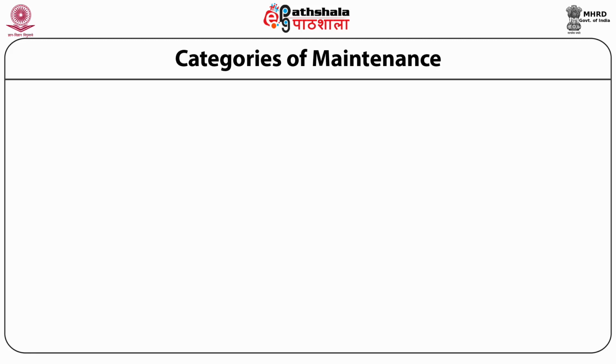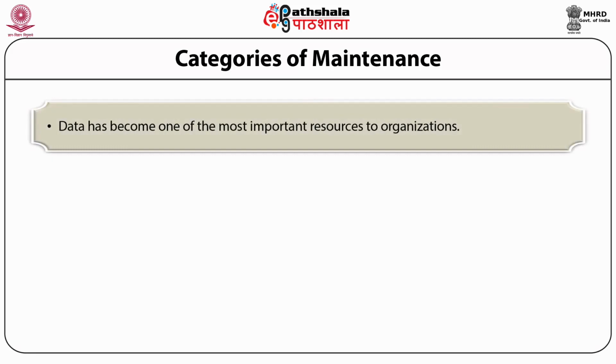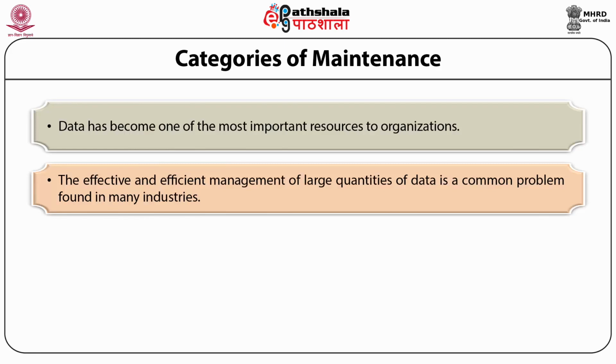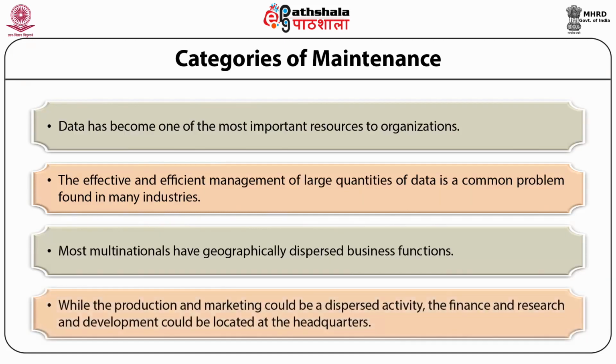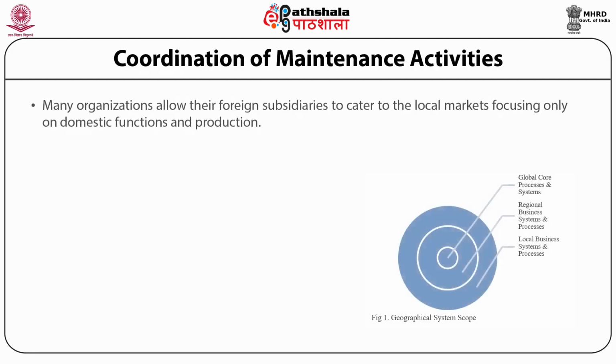Students, we will now look at how we can coordinate the maintenance activities. Data has become one of the most important resources to organizations. The efficient and effective management of the large quantity of data that we now have is a common problem that is found in many industries. Most multinationals have geographically dispersed business functions, and while production and marketing could be dispersed activities, the R&D and finance could be located at the headquarters itself. Many organizations allow their foreign subsidiaries to cater to the local markets, focusing only on domestic functions and production.